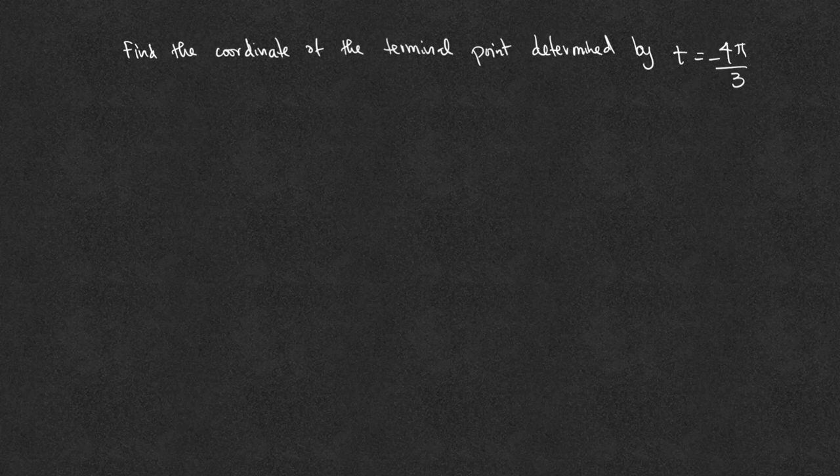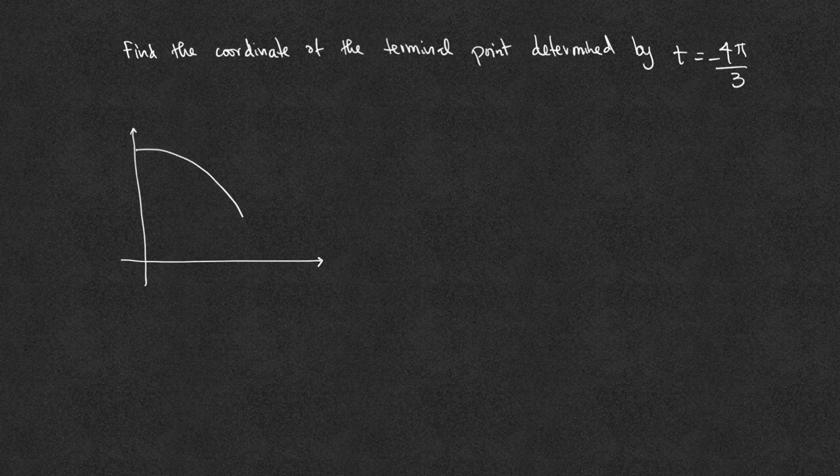Find the coordinate of the terminal points determined by t equals negative 4 pi over 3. Before we do this, there are a few special points or numbers in the first quadrant that we should remember. The first point is (1, 0).